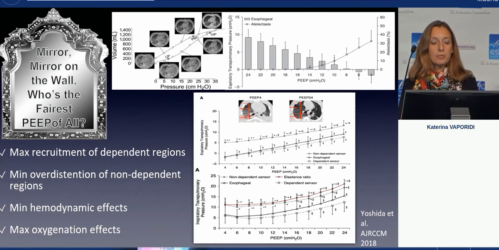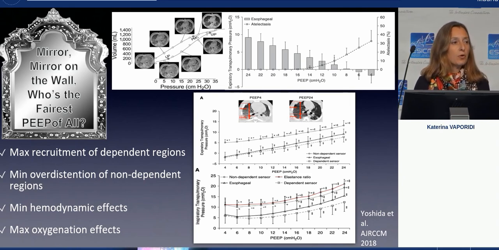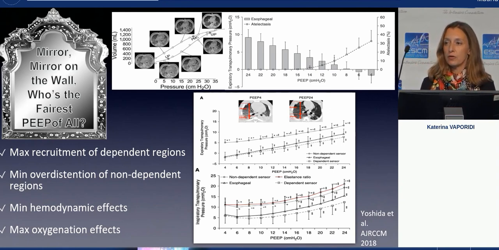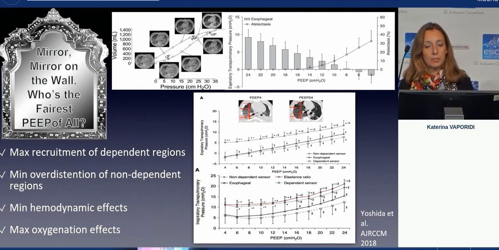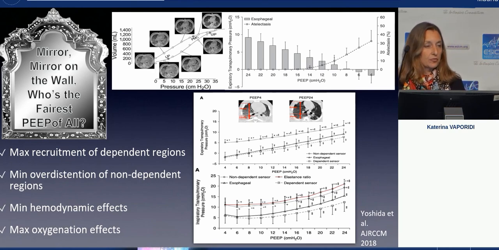The higher the PEEP, the higher the transpulmonary end-expiratory pressure, the less the atelectasis and vice versa, but this comes at a price. The more you open alveoli, the more you are at risk of overdistending the alveoli in the non-dependent regions. What has been nicely shown is that a good surrogate for the overdistension of the non-dependent region is the end-inspiratory transpulmonary pressure, especially when you calculate it with the elastance ratio.